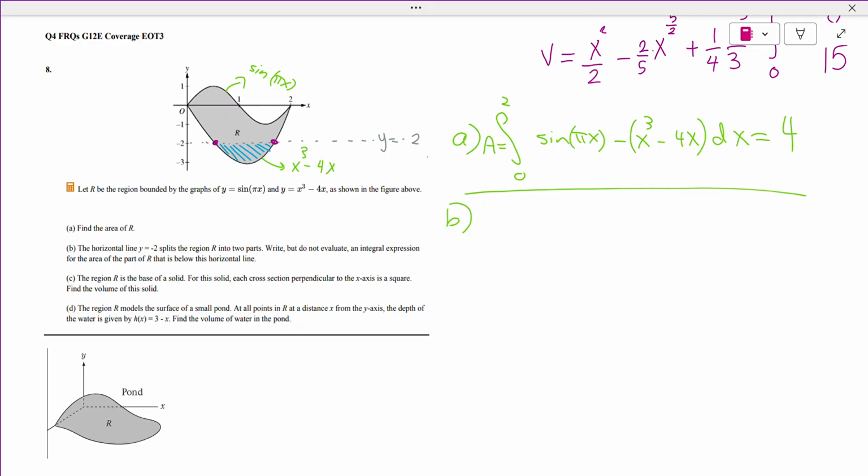This point and this point, if you use your graphing calculator, this one will be 0.539. I'm referring to the x value now. This one here will be 1.675.